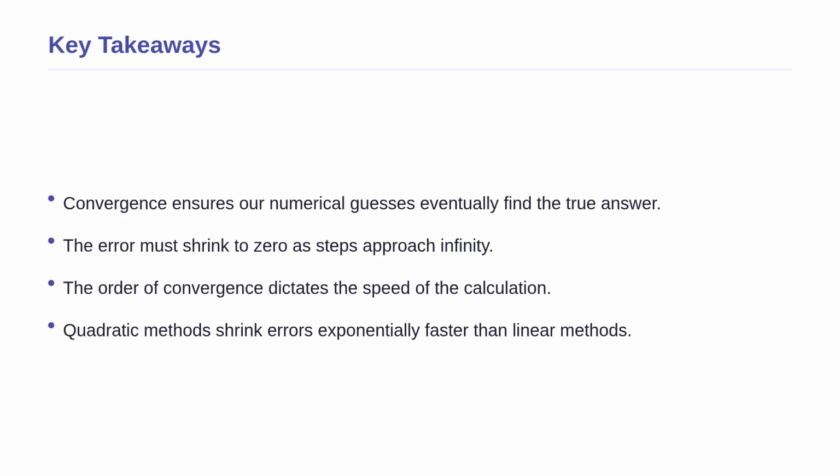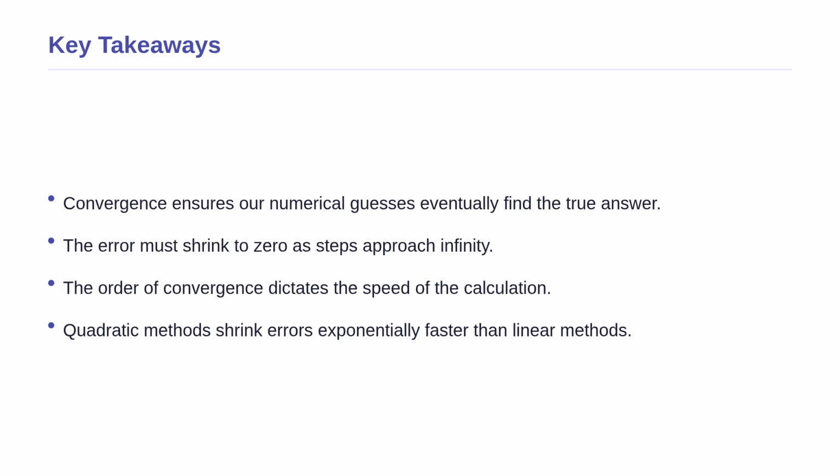We have covered a lot of ground today, so let us summarize the key takeaways. First, convergence is the mathematical guarantee that our numerical guessing game will actually end with the correct answer. We define this by ensuring the error shrinks to zero as the number of steps goes to infinity.